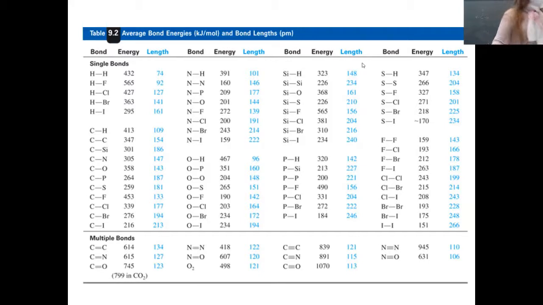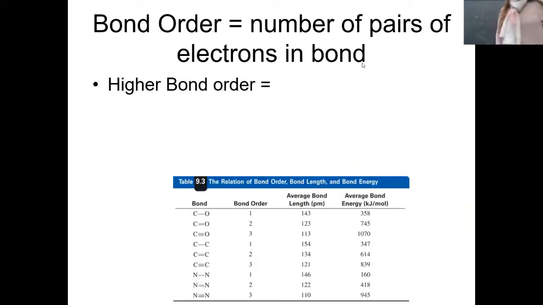All right, so we look at the next thing. Relationship between bond order and length and strength. So on this chart, the length is listed first. Let's look at our first three carbon-oxygen bonds, going from a single bond to a triple bond. What happens to the length of the bond as it gets to a higher order? It gets shorter.